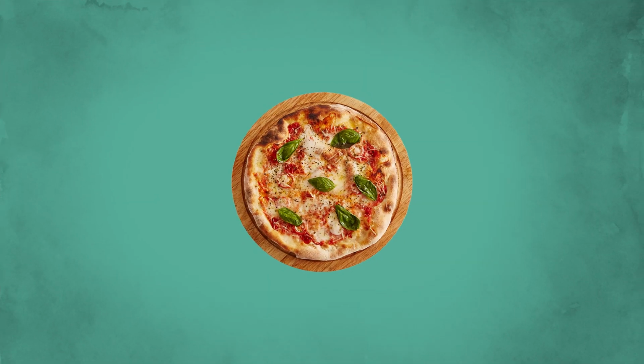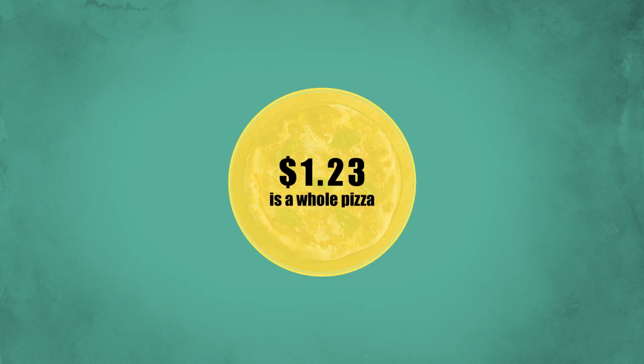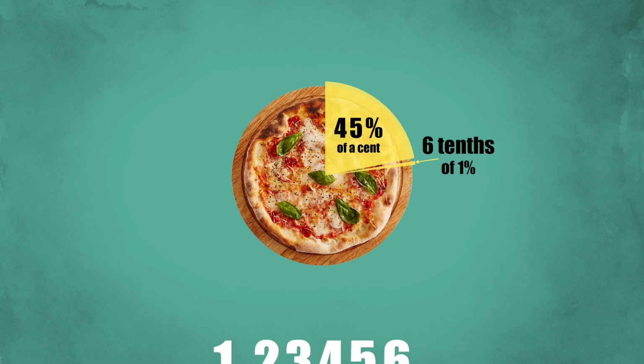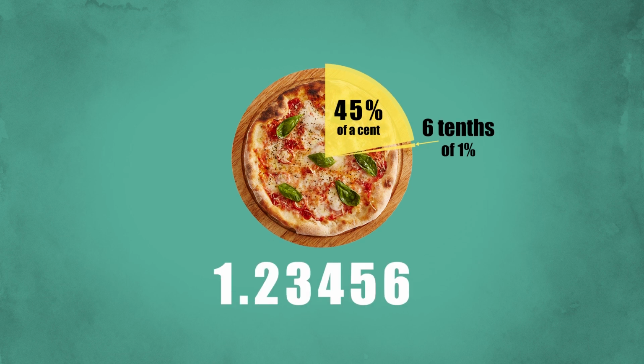Think of it like a pizza. The $1.23 is the whole pizza, and the numbers after the dot are the individual slices. The 45% of a cent is like having a small slice, and the 6/10 of 1% is like having an even smaller slice. So when we look at the price 1.23456, we're examining how much something is worth by looking at these slices or fractions of a cent.